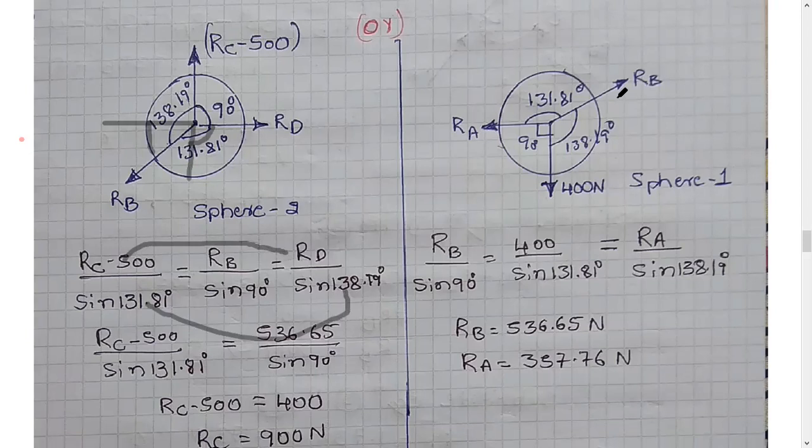Here they have applied the same Lami's theorem for sphere 1. We know sphere 1 has a weight of 400 Newton. So if you equate the equation, we can easily get the unknown forces. That is what it says.